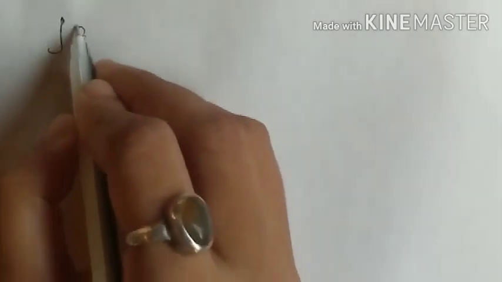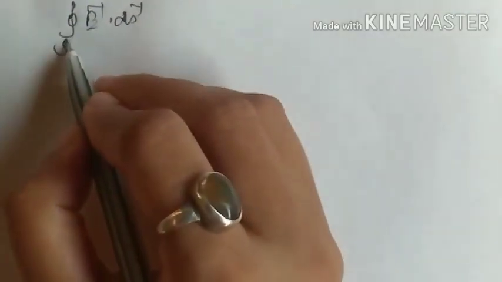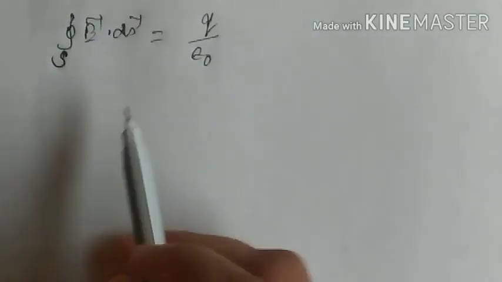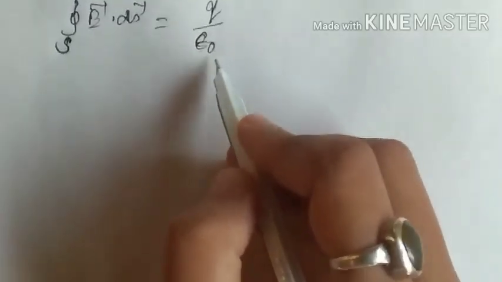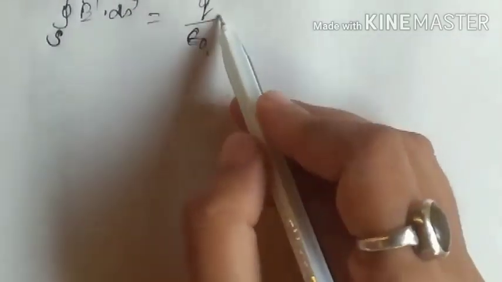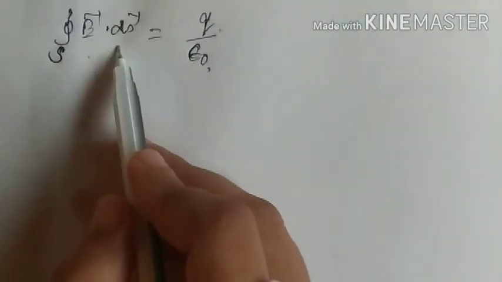In the last class, we derived one formula: the closed surface integral of E dot ds for a closed surface S is equal to Q by epsilon naught. In this formula, four quantities are there. One is epsilon naught, a constant quantity whose value all of you know. Then Q is the charge, and on the left-hand side, the electric field and the area vector.